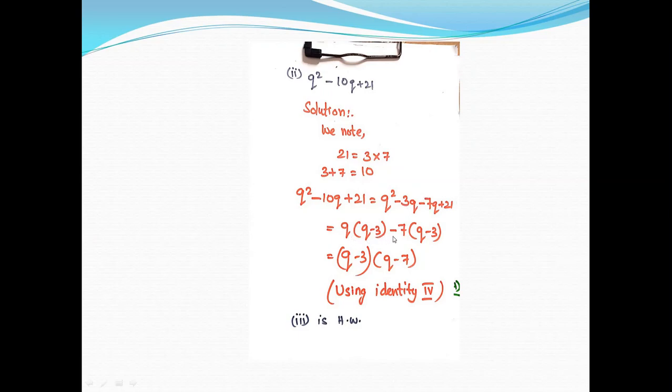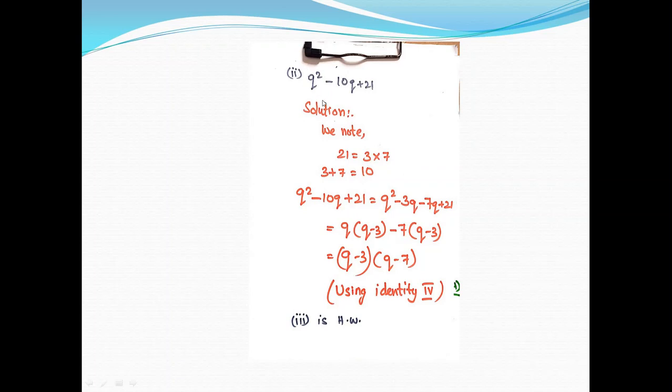are q minus 3. Minus 7 will be the common factor for the last two terms, the third and fourth term, and the non-common factors are q minus 3. Again in the next step, q minus 3 is the common factor multiplied by q minus 7. q is the non-common factor for the first term and 7 will be the non-common factor for the next term. So q minus 7. By using identity number 4, we can write this as q minus 3 multiplied by q minus 7. The third will be your homework.